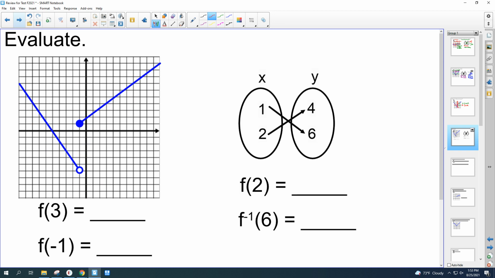Evaluate f of 3. F of 3 on the graph. So you go 1, 2, 3. That's your x number. And you look at what the y number is. In this case, that's 4.